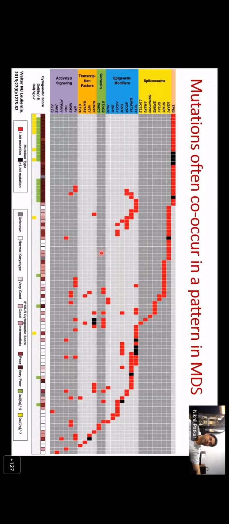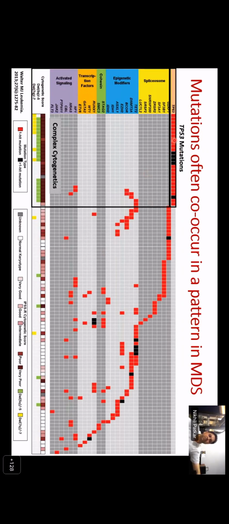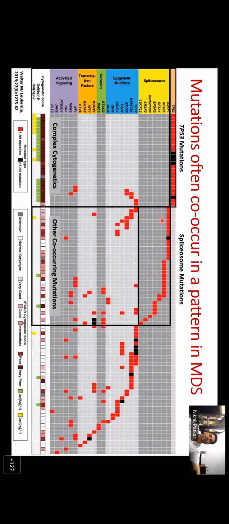Okay. When you look at them, single mutation. So these mutations often occur in a pattern. Patients with complex karyotype often show TP53 mutations. Patients with spliceosome mutations often show U2AF1 and TET2 and SF3B1 mutations, along with these epigenetic modifiers such as DNMT3 and TET2 and so on.